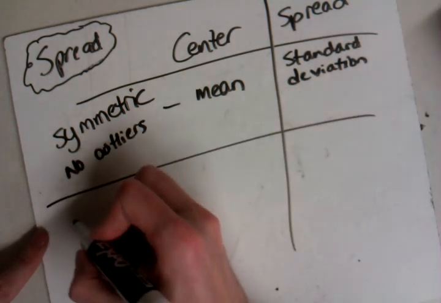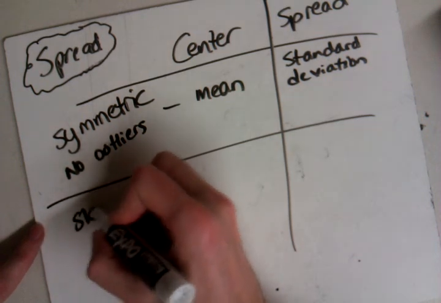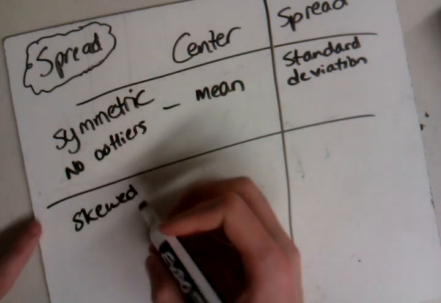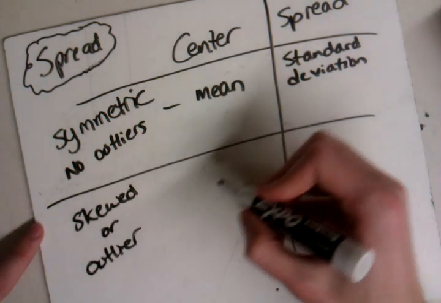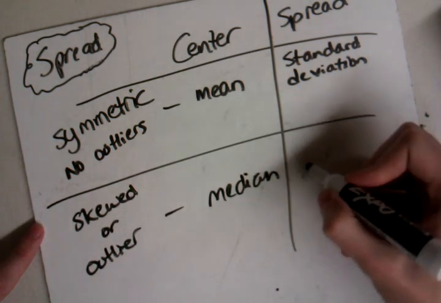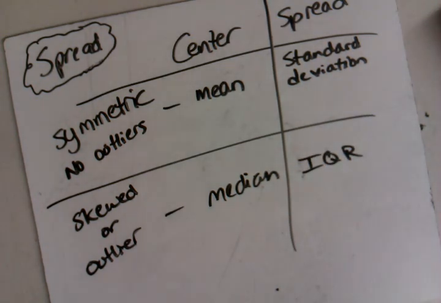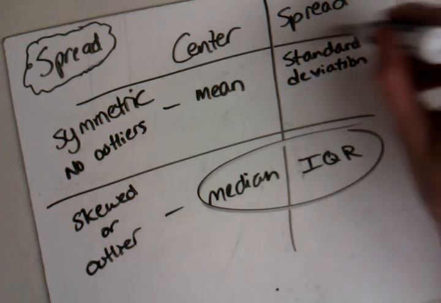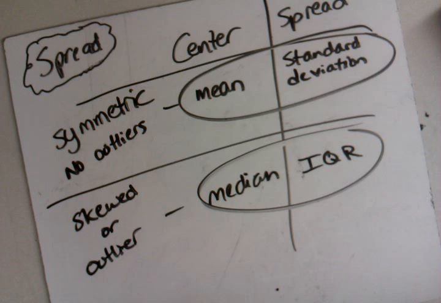Alright, if your distribution is skewed either to the right or to the left, or if it has an outlier, you're most likely going to use median for your center, and then you'll use the inter-quartile range for your measure of spread. So these two will always go together, and these two will always go together. You'll never mix and match there. So just a little bit of stuff to note.